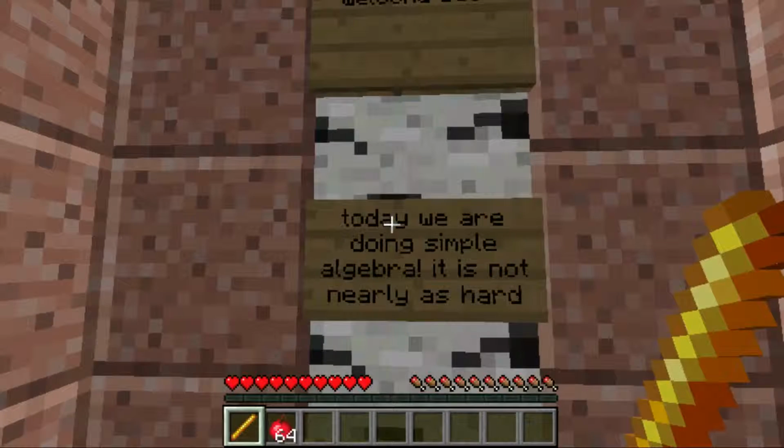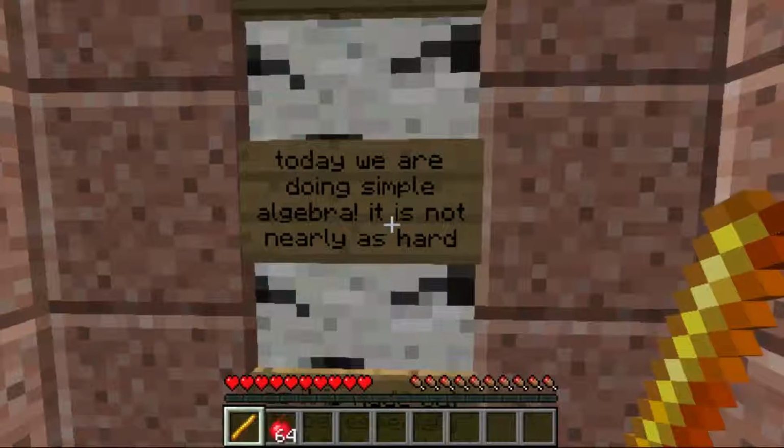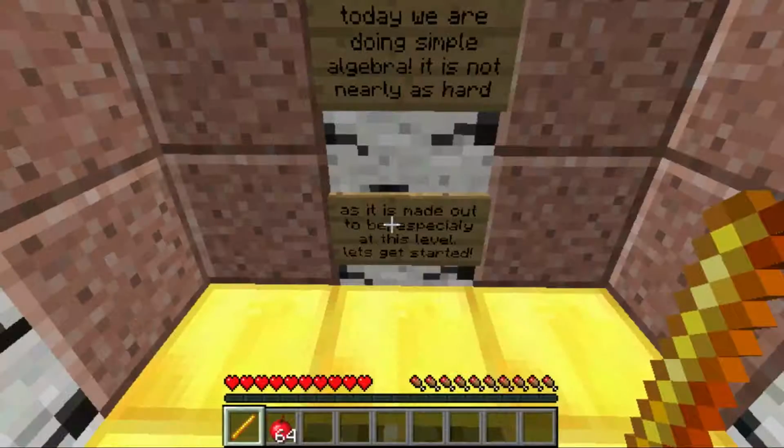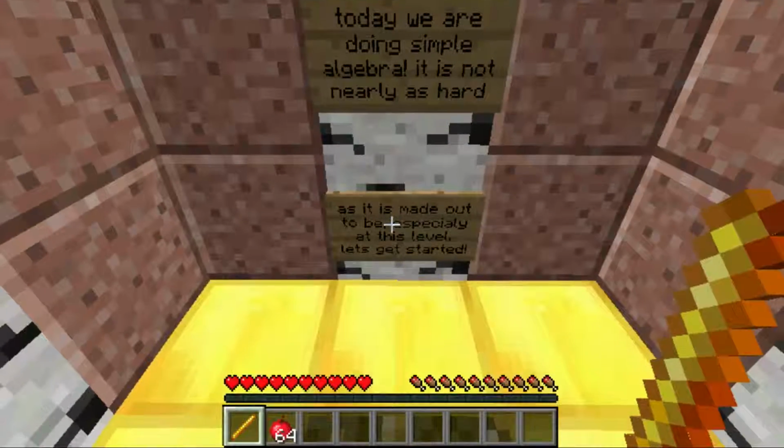Today, we are doing simple algebra. It is not nearly as hard as it is made out to be, especially at this level.